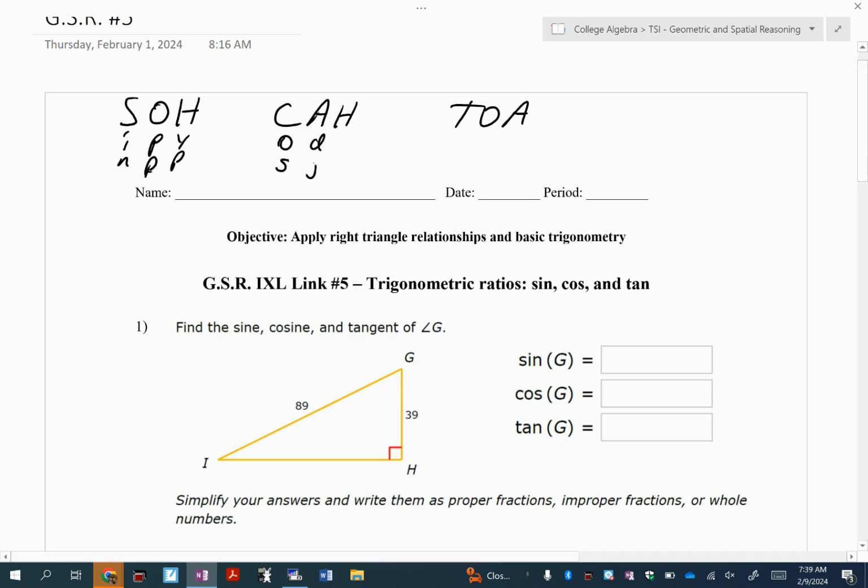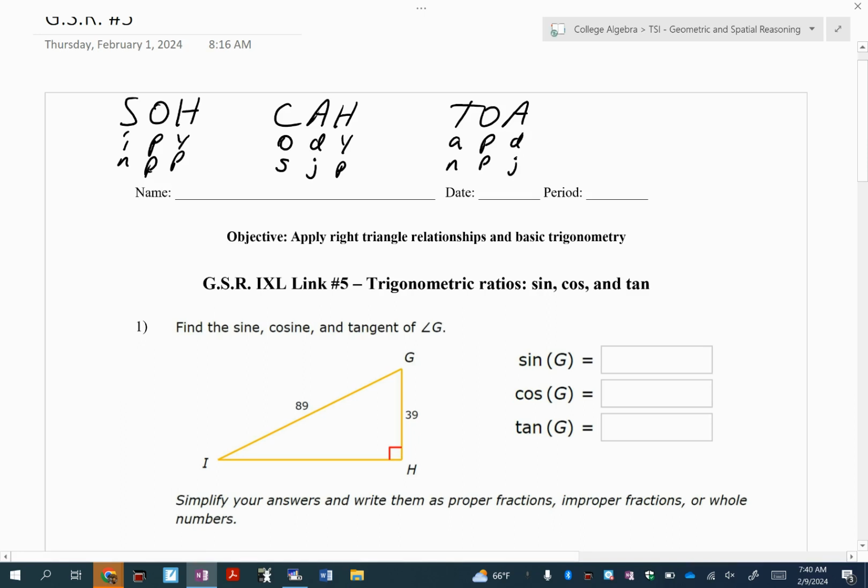For CAH, that's cosine, C-O-S, cosine. A stands for the adjacent side. Adjacent, so that's next to, right? And then H, again, is the hypotenuse. So the cosine of an angle is equal to the ratio of the adjacent side over the hypotenuse. We're going to practice a ton, I promise. And the last one, TOA, the T stands for tangent. The tangent of an angle is equal to the ratio of the opposite side over the adjacent side.